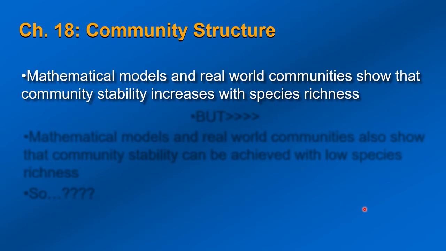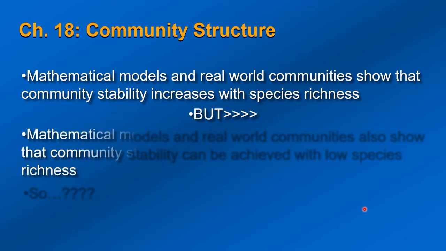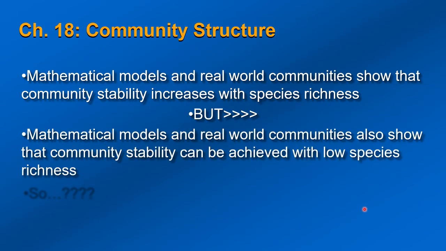Good, smart people have shown it. And real-world examples demonstrate that. Good, smart people have shown it. But really smart people have also shown that mathematical models can predict, and there are real-world examples of extremely low diversity with great stability. Communities with real low diversity and great stability.